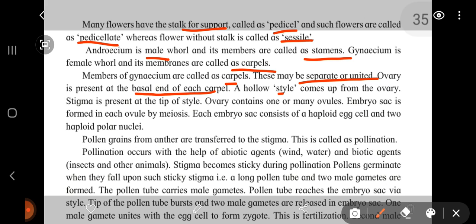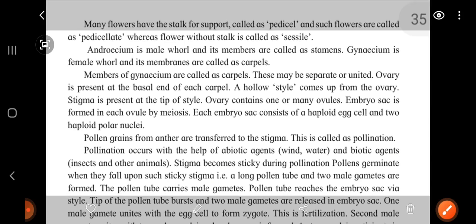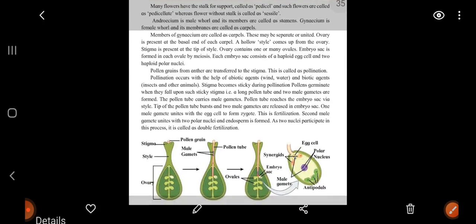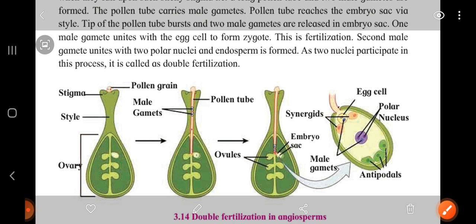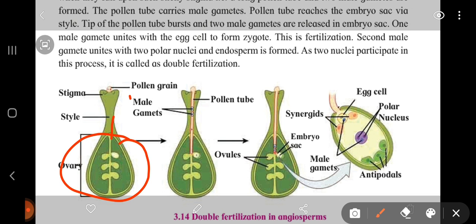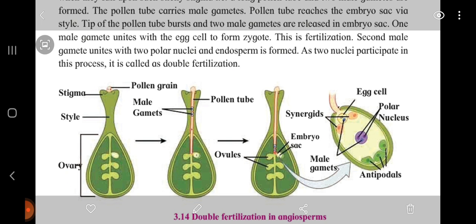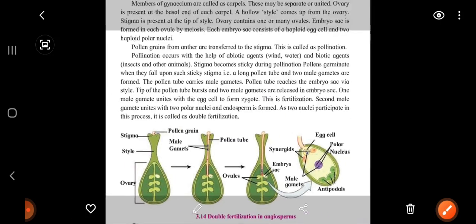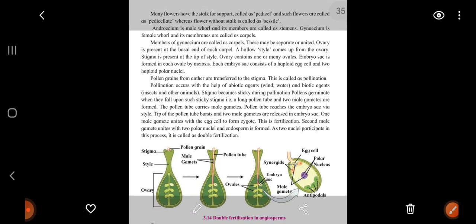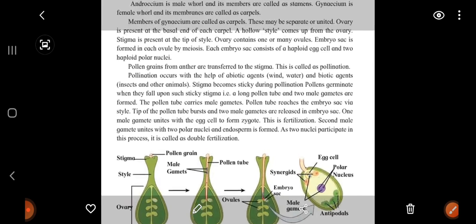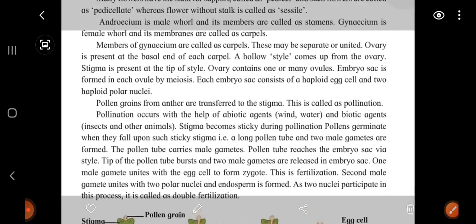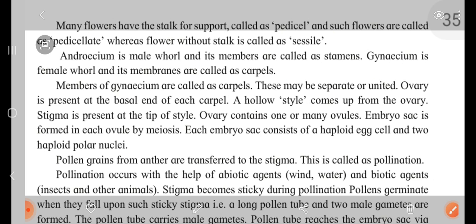A hollow style comes up from the ovary. Stigma is present at the tip of the style. Let us see this. It's given over here. You can see this is the ovary, a style, a hollow tube, and the stigma is of a sticky nature which attracts pollen grains. So this is what a carpel looks like, each member of the gynoecium.